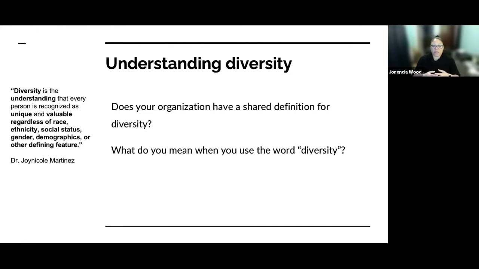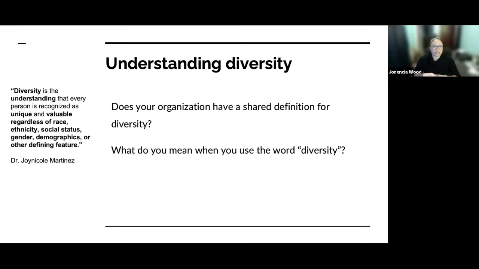I found this great definition of diversity as it relates to organizations that I wanted to share with you, which is here on the left-hand side of your chart as well, which is diversity is understanding that every person is recognized as unique, valuable regardless of race, ethnicity, social status, gender, demographics, or other defining features. So it's really important to ask yourselves this question as you go through this exercise, not only today, but as you're engaging in these conversations with your own organizations: do we have a shared definition of diversity? And then what do you mean when you use that particular word?